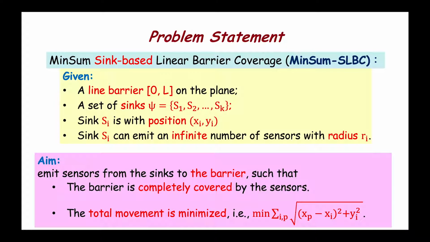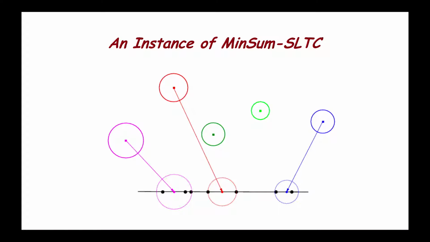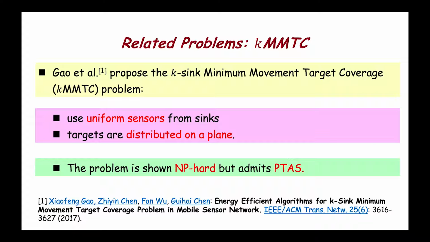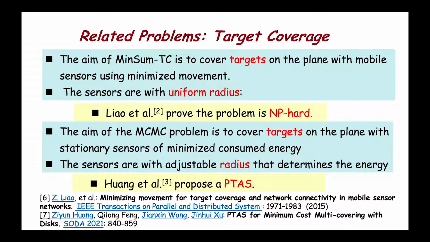Here is the formal definition of MinSum SLBC. This is an example of MinSum SLTC, which covers the targets on the line barrier instead of the barrier itself. There is a previous result for covering targets on the plane. It's NP-hard but admits a PTAS. For the one-sensor-per-sink version of the problem, where each sink contains exactly one sensor, we have both computational and algorithmic results.